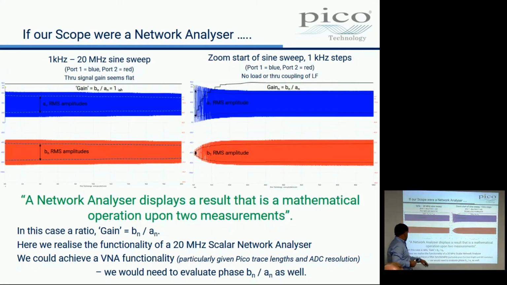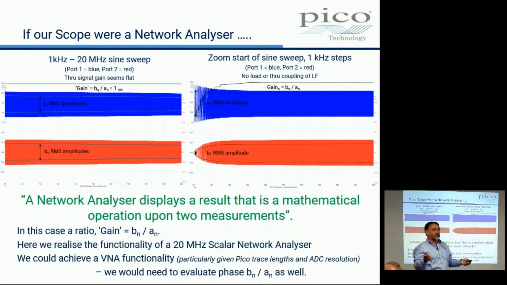In this case we plotted gain, and we realized the function of a 20 megahertz, because that's the maximum frequency of the AWG. We have a 20 megahertz scalar network analyzer. We could make a VNA. You could have a 20 megahertz VNA here, because you could analyze phase of each of these blocks. You could measure phase as well, and you could plot phase of each one as frequency increased, yeah? At each frequency you could plot phase. And then you'd have a vector network analyzer.